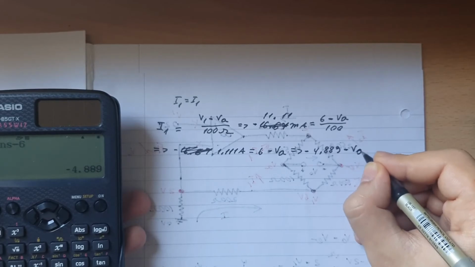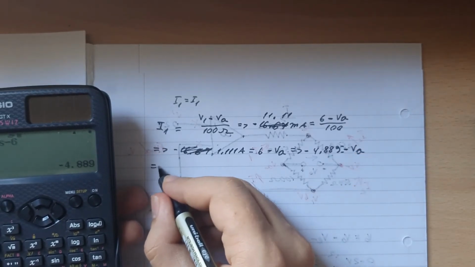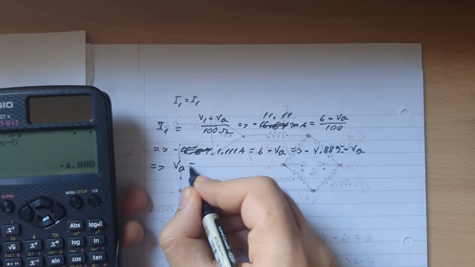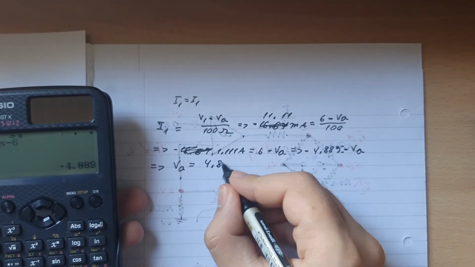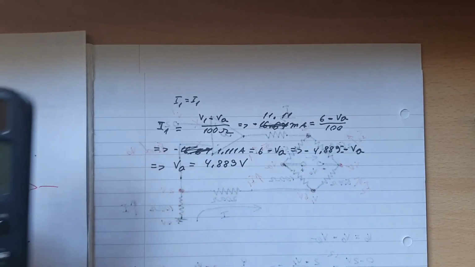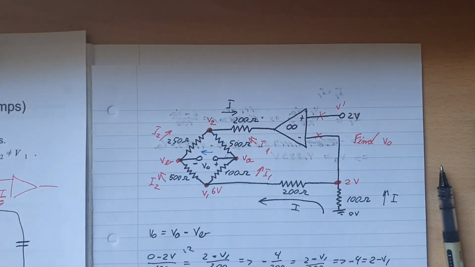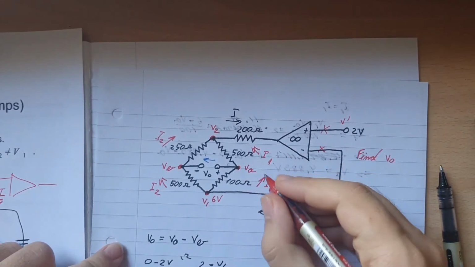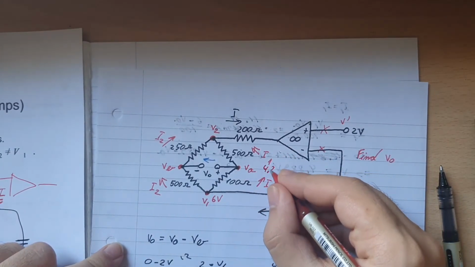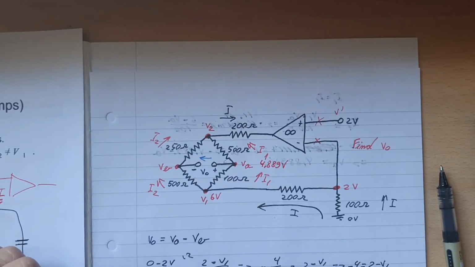minus VA. Yeah, it's equal with minus VA, therefore VA will be equal with 4.889 volts. Alright, so we have one of the numbers here, which is 4.889 volts for VA. So I have half of it.